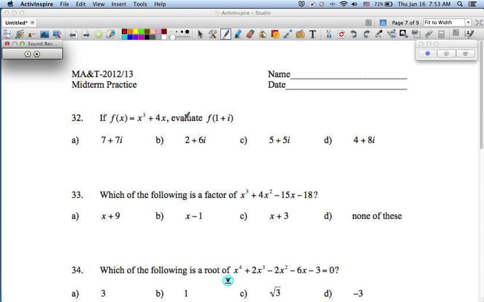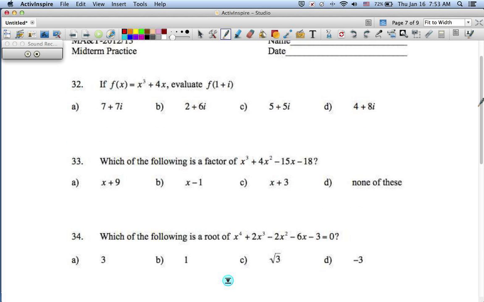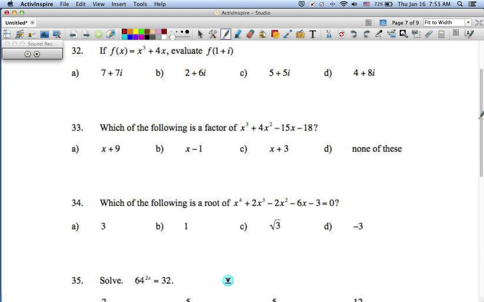Page 6 here has a chance to be a little long, it looks like. So we'll see how long the video takes, and maybe I'll cut us off if needed.